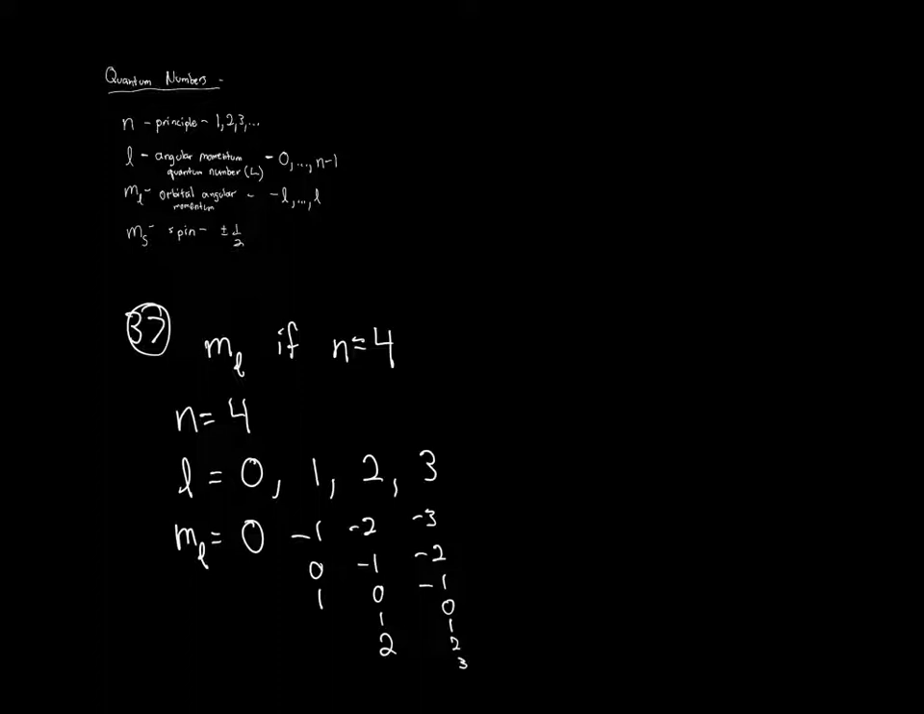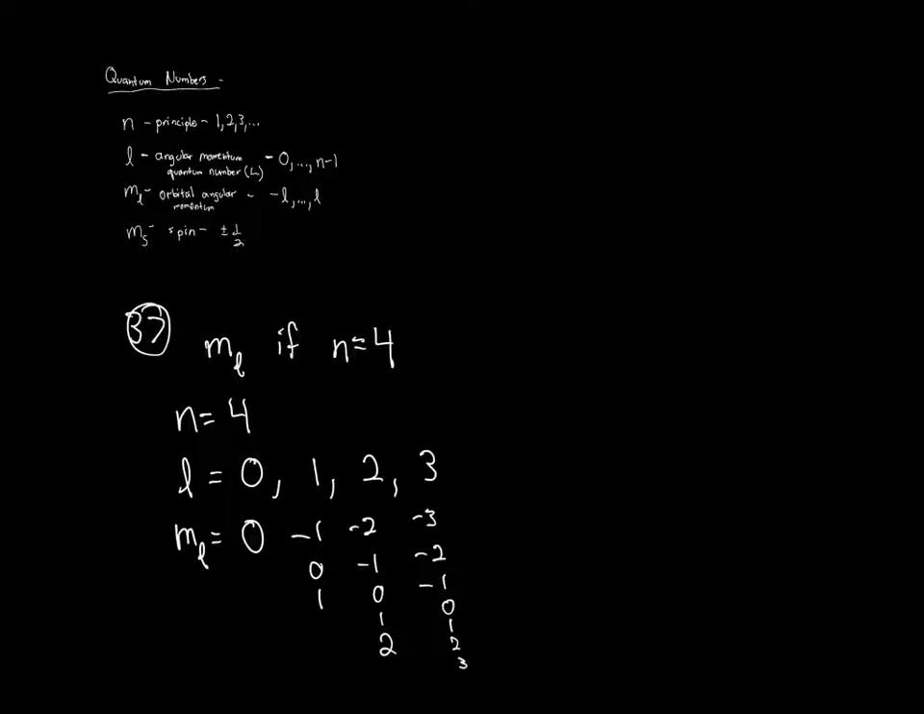This question asks what are the possible m sub l's, so you could list just these ones. If I ask you for every single quantum state, then you would need to list all of these, because each of these pairs is unique. So 2 with negative 2 is unique from 3 with negative 2. Yep. So let's do another one, unless there's questions.